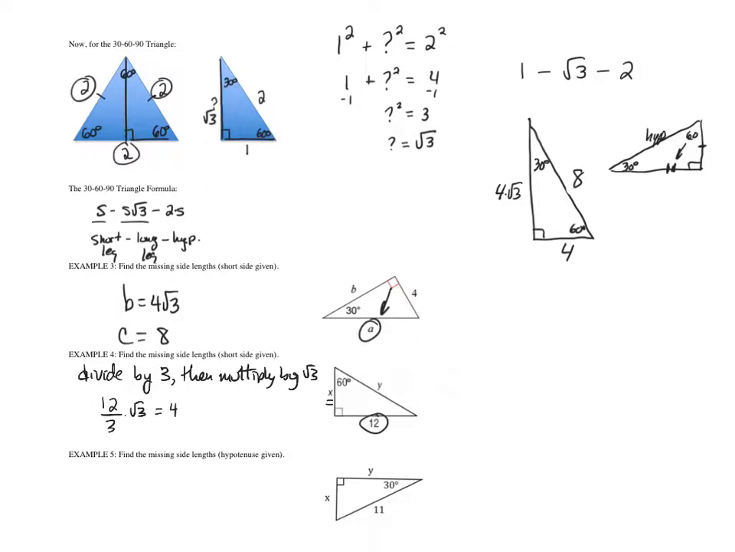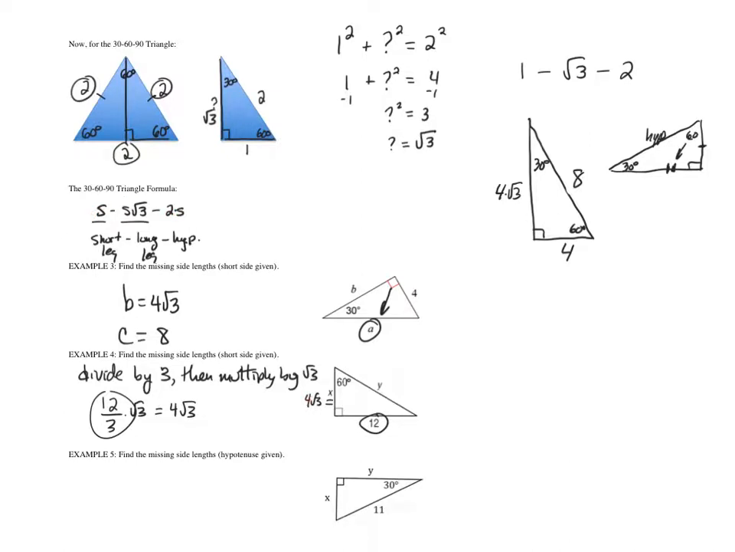And that's 4 root 3. Notice 12 divided by 3 is 4. So x is 4 root 3. And then lastly, the hypotenuse. Once I have the short leg, again, remember when you have the short leg, the hypotenuse is just twice as much as the short leg.